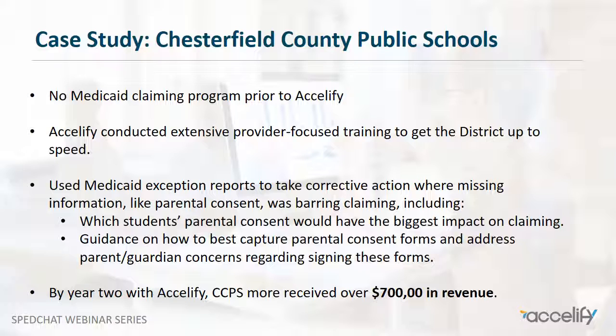And then, through the course of the next year, we reviewed all the revenue exceptions, namely parental consent, which had never needed to be collected and was a brand new process for their IEP teams. We worked with them to analyze which schools had the best collection operations and which ones needed additional assistance, and help provide guidance on how to best capture parental consent and get those forms signed, while helping them target their efforts towards the students that would bring back the highest revenue. And by year 2, they've received over $700,000 in revenue.